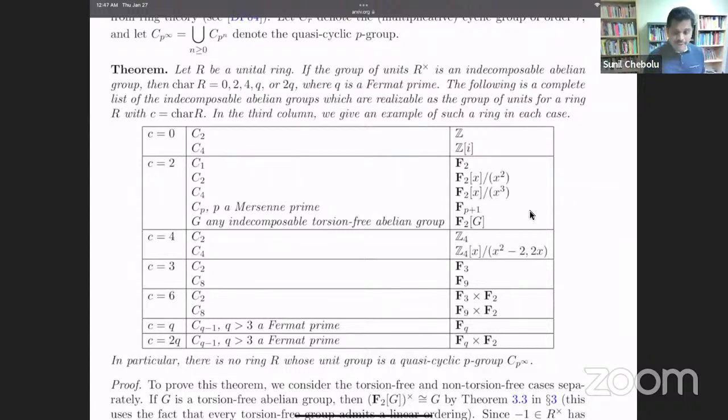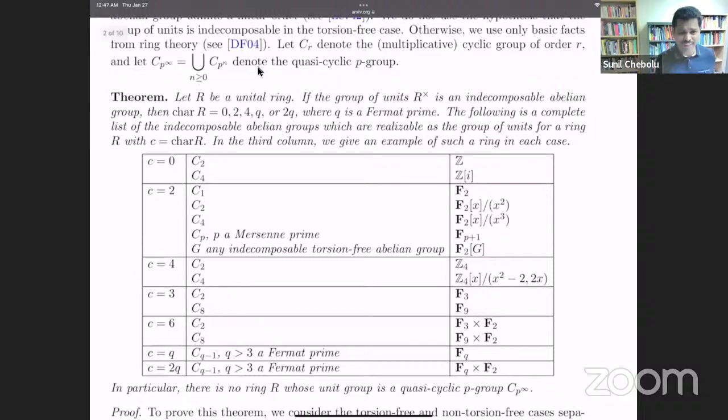Anyway, what is noteworthy here is this last one, and that is there is no commutative ring whose unit group is a quasi-cyclic p-group, which is Cp to the infinity. What is this one? I defined it here. It is the union of Cp to the n, with n greater than or equal to 0. So you take the ascending union of the powers of Cp to the n. That is an example of an indecomposable infinite p-group.